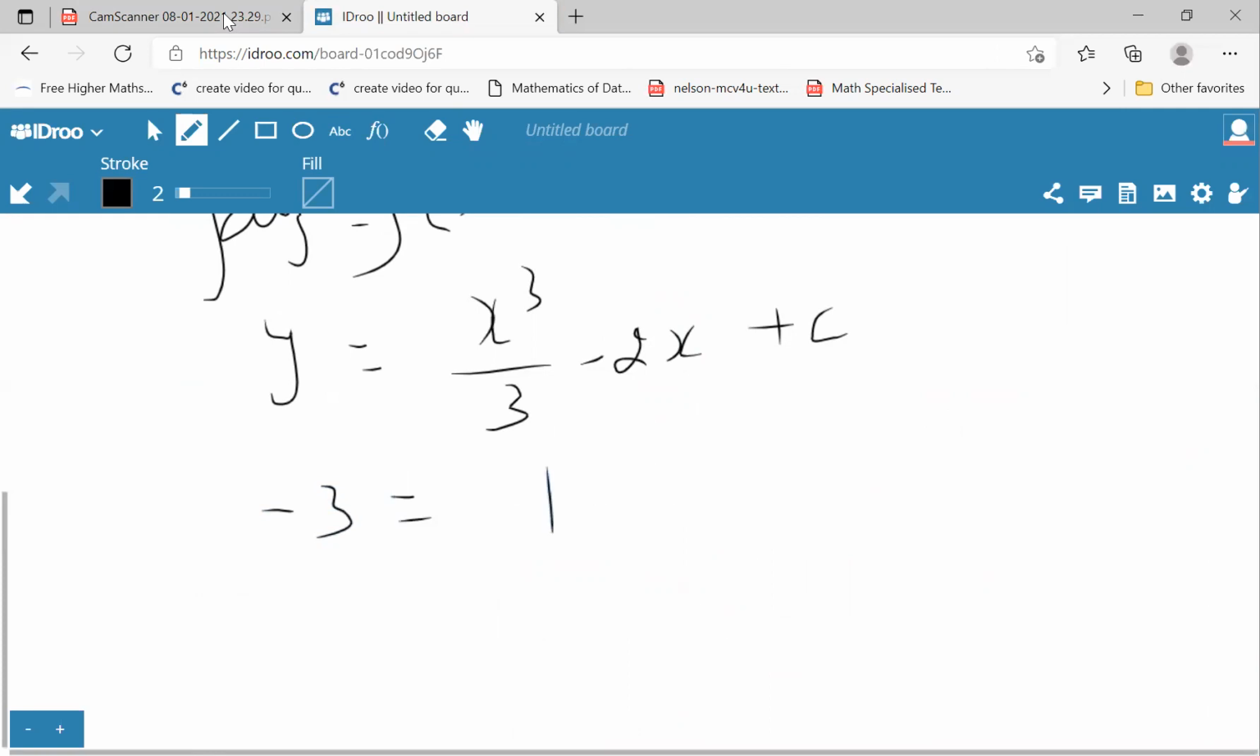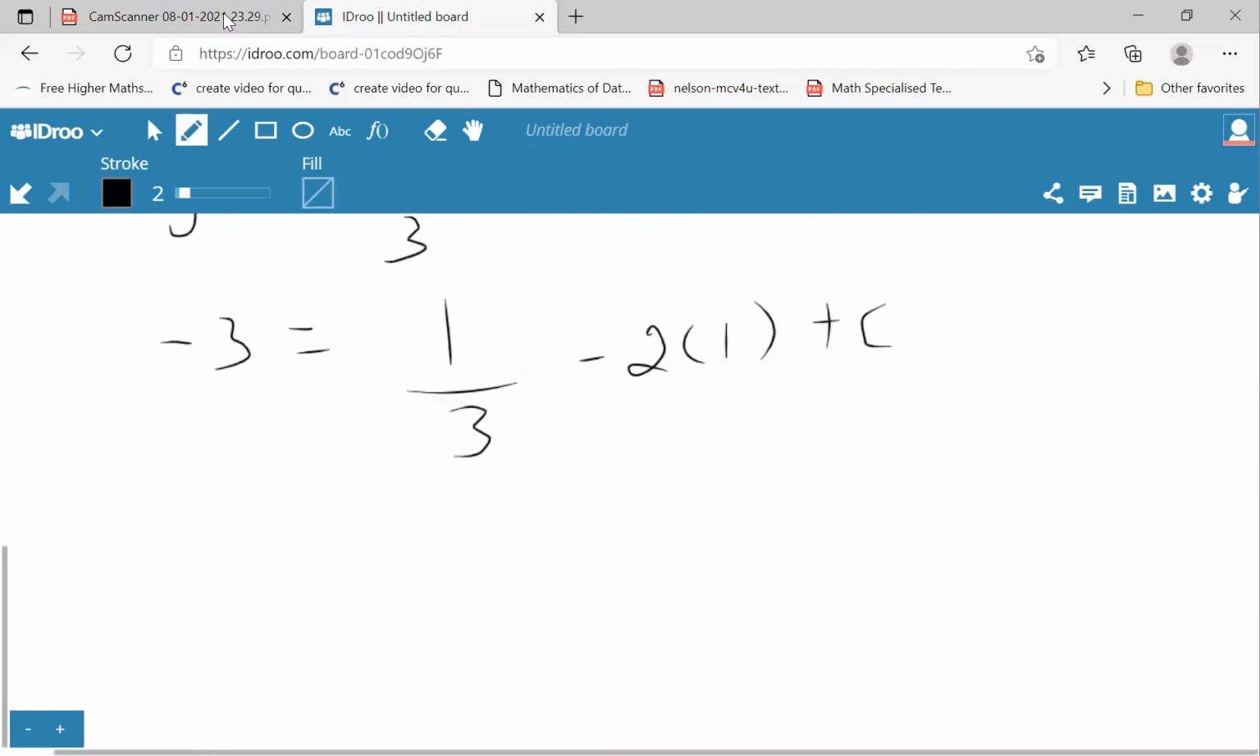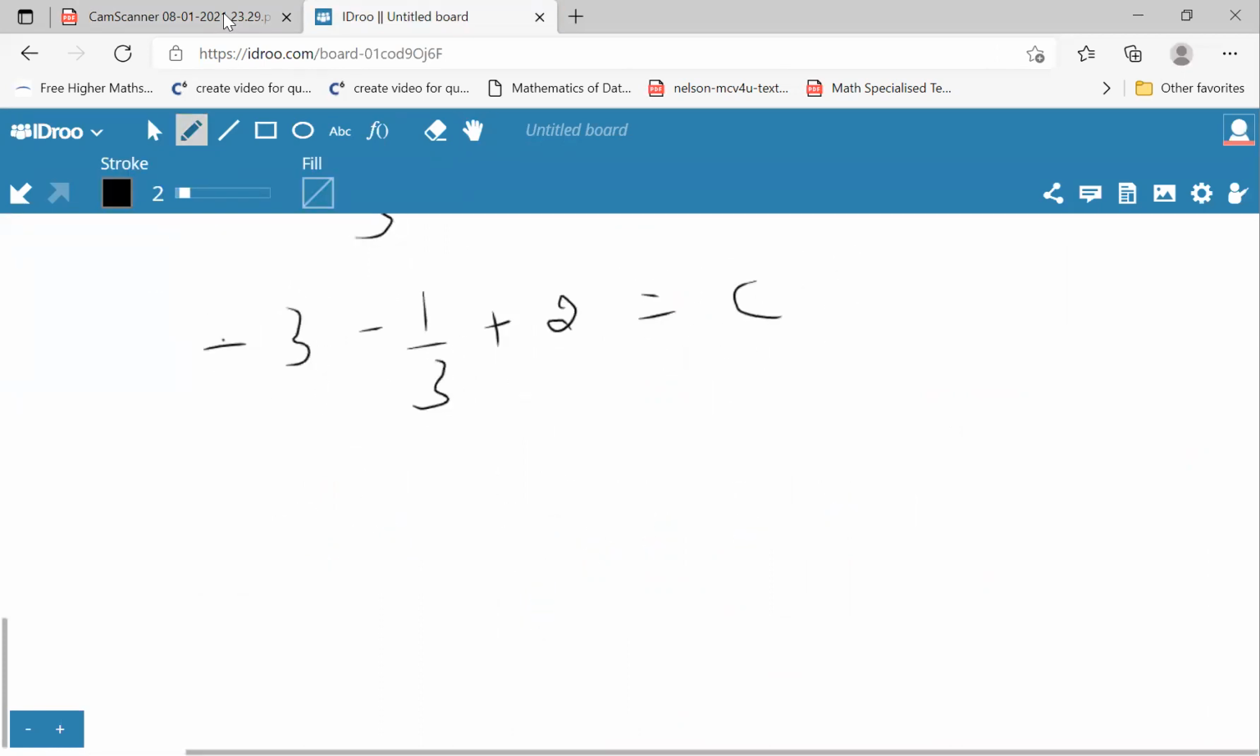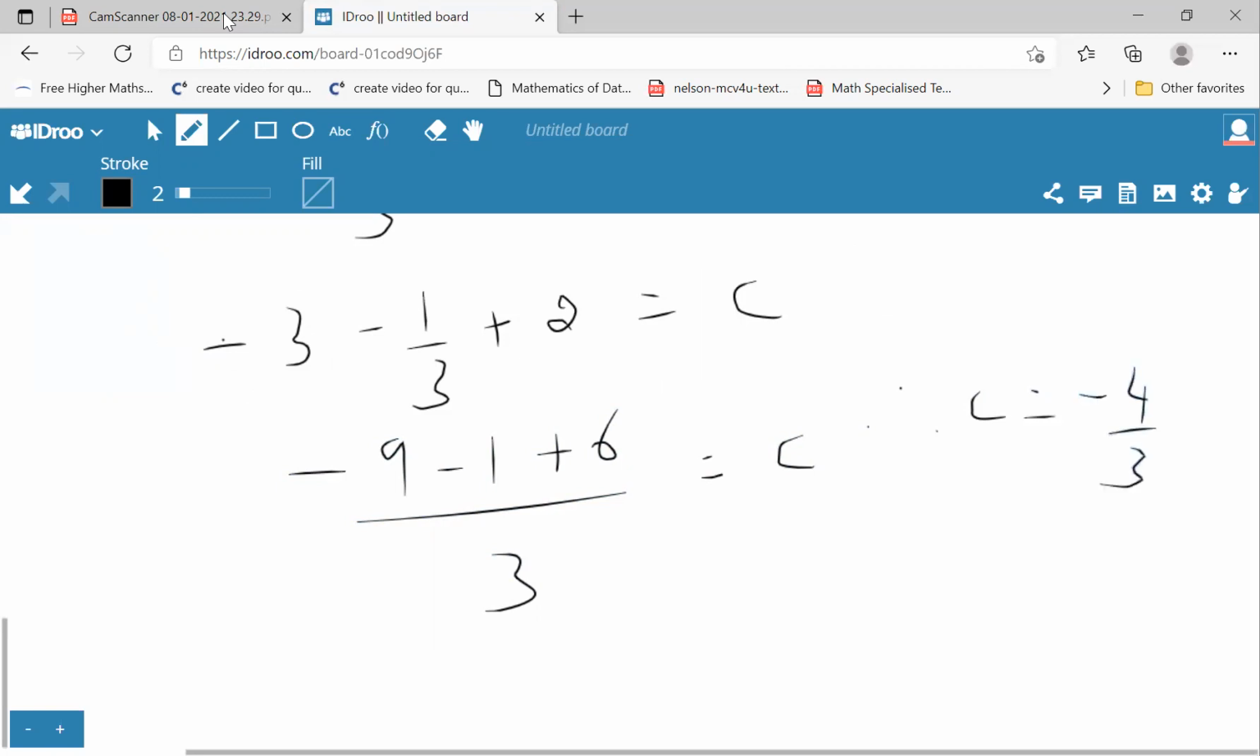So that will give you 1 cubed by 3 minus 2 into 1 plus c. So that we can find out the value of c now. So that gives you, let us bring everything to the side, minus 3 minus 1 by 3 plus 2 is equal to c. Or that is now going to give you, let us take the common LCM. So minus 9 minus 1 plus 6 is equal to 3c, or therefore c is equal to minus 9 minus 1 is minus 10 plus 4 is now going to give you minus 4 by 3. So the value of c is minus 4 by 3.